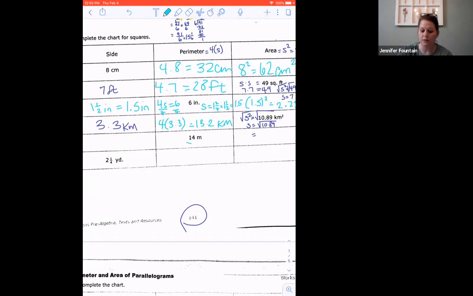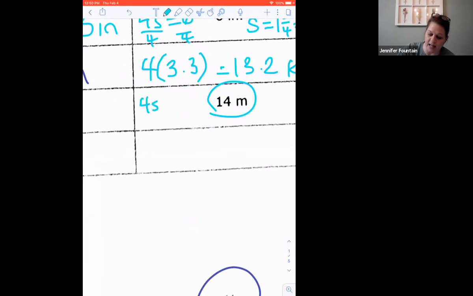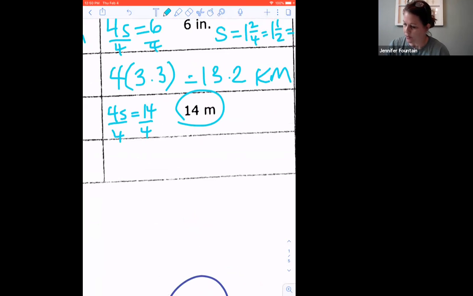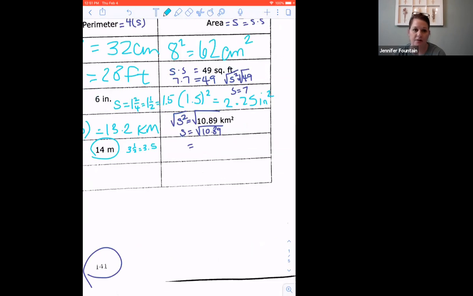Okay, the next one, my perimeter is 14. So again, I have the formula where 4 times each side equals 14. Divide by 4, divide by 4, and 14 divided by 4 is going to equal 3 1/2, and we can put that as 3.5. So we know each side is 3.5 meters. Or like I said, you could have 3 1/2 using a fraction. Either way.